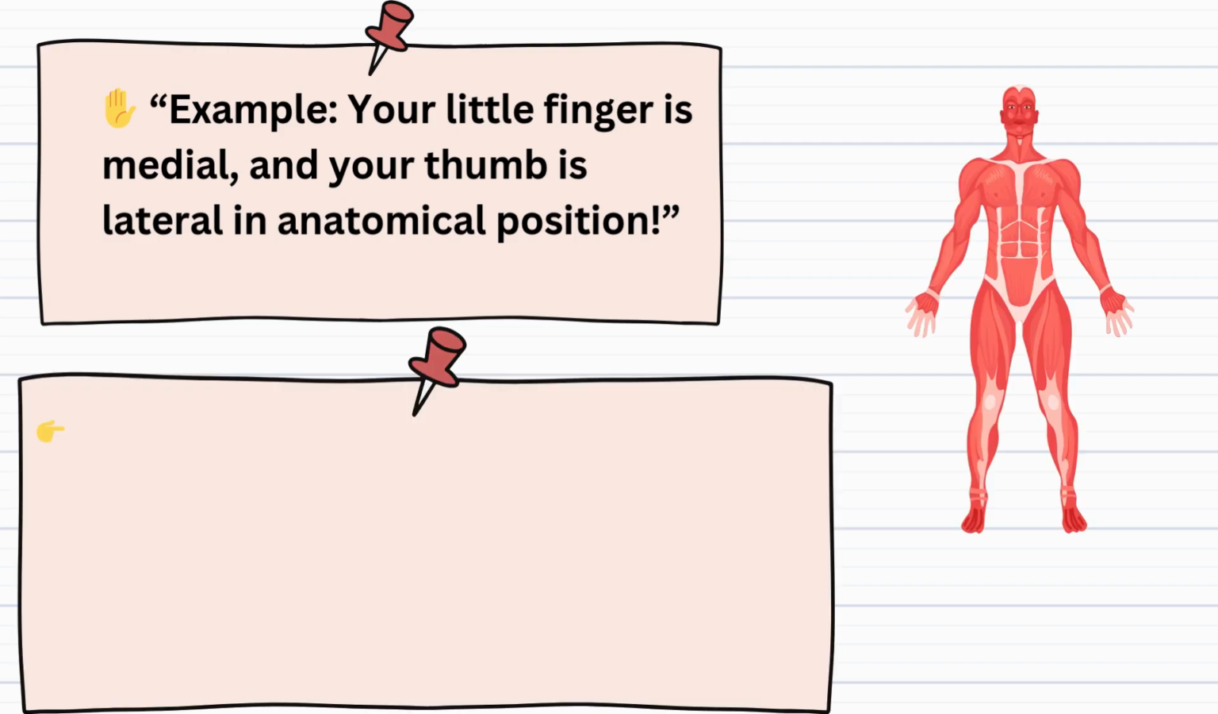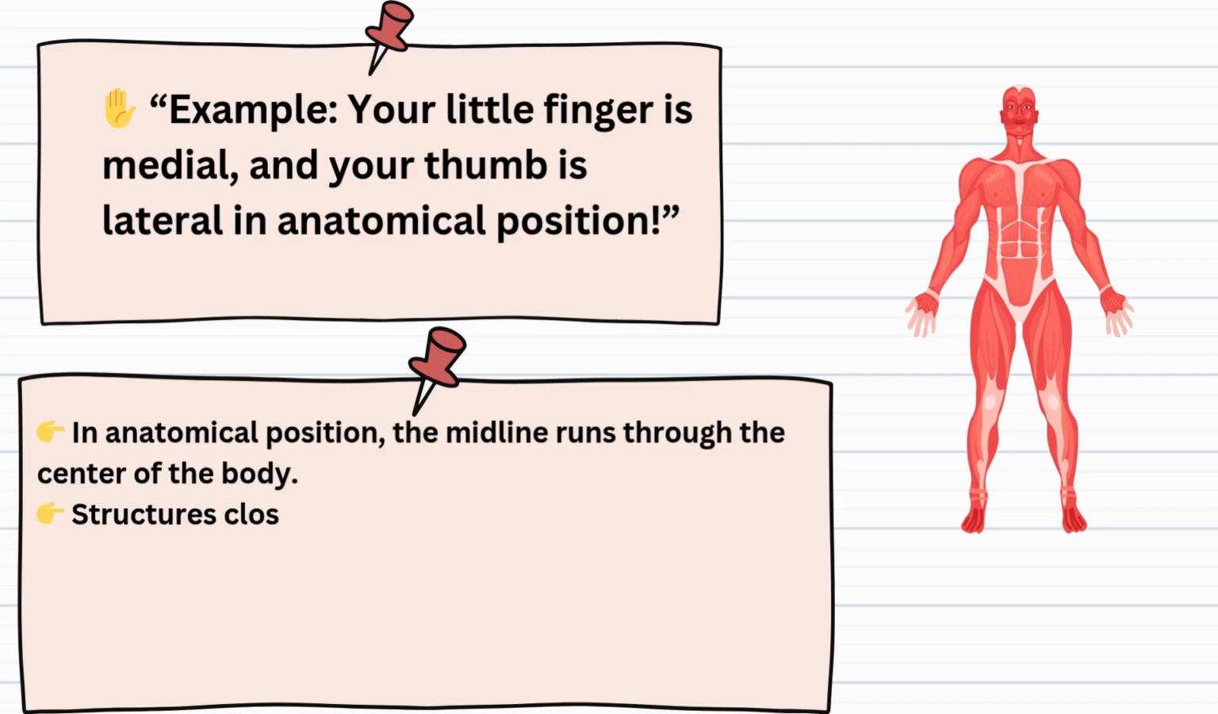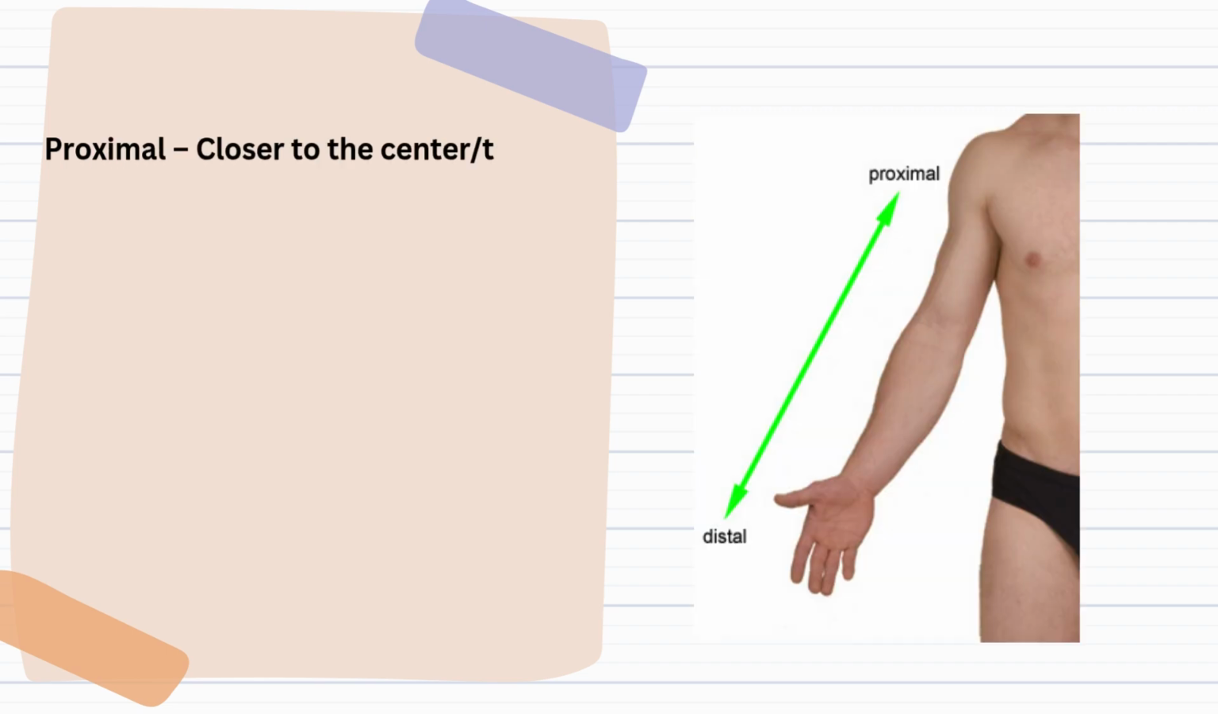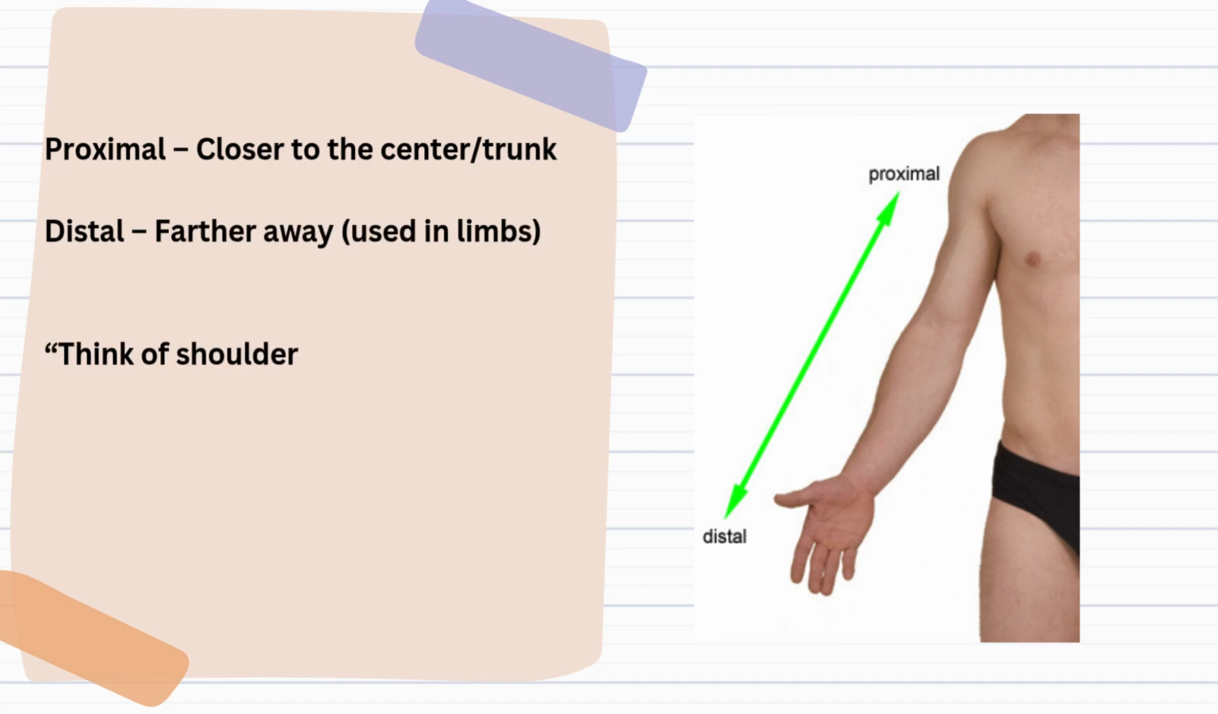In anatomical position, the midline runs through the center of the body. Structures closer to the midline are called medial, and those farther away are lateral. In the hand, the little finger is medial and the thumb is lateral. Proximal, closer to the center, trunk. Distal, farther away, used in limbs, think of shoulder, proximal, and fingertips, distal.